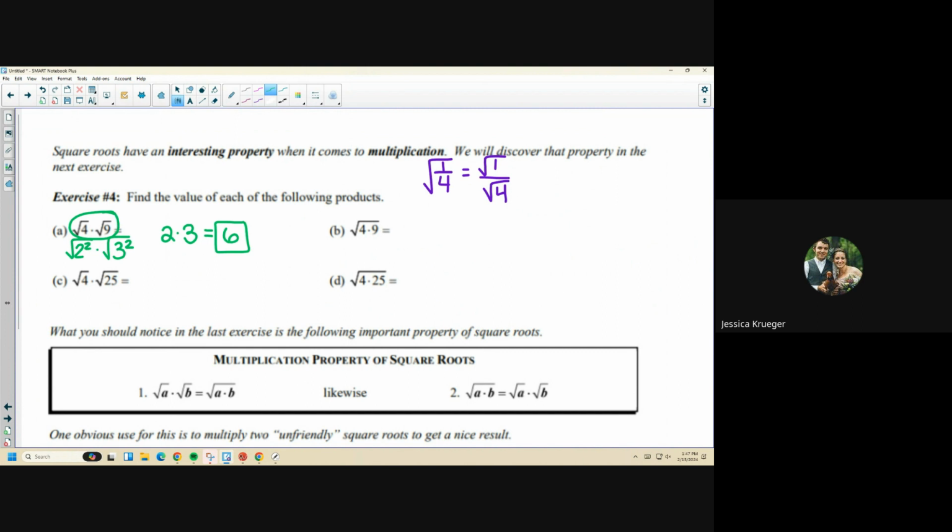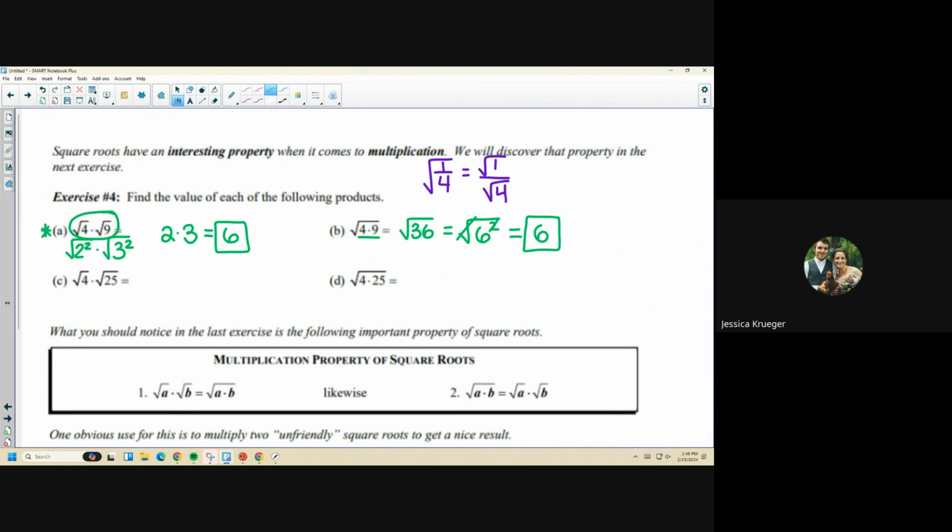But what if we do the opposite? What if I multiply first and then square root the result? Well, that gives us the same thing. 4 times 9 is 36. I can rewrite 36 as 6 squared. Square and square root cancel, and I end up with 6. So it looks like when we're multiplying, I can take my square roots first and then multiply the results, as I did in A, or I can multiply what's under the radical and then square root the result.